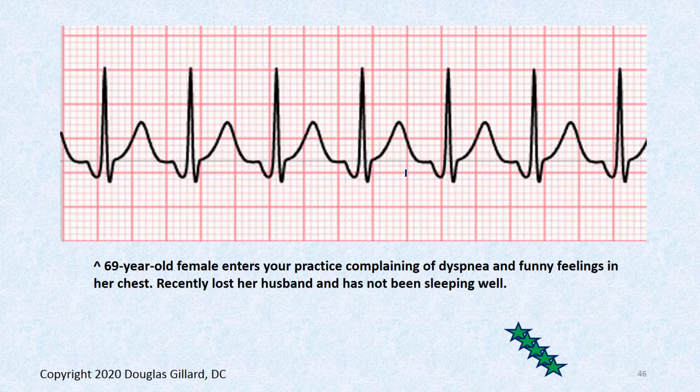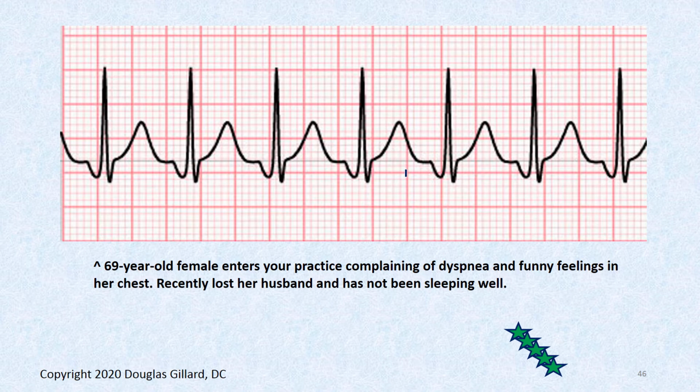Here's another one, a 59-year-old female. So I'm showing you lots of these rhythm strips, so you better believe that on the final there's going to be lots of these rhythm strips, so you better know how to read these things. This is a 69-year-old who comes in with dyspnea and funny feelings in her chest. She recently lost her husband and hasn't been sleeping well.